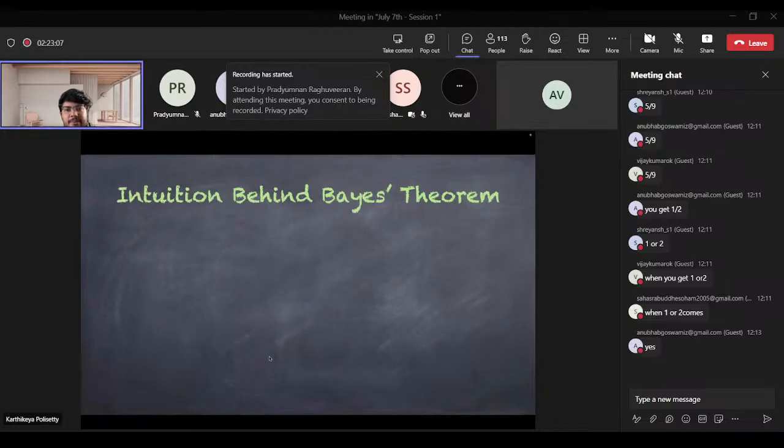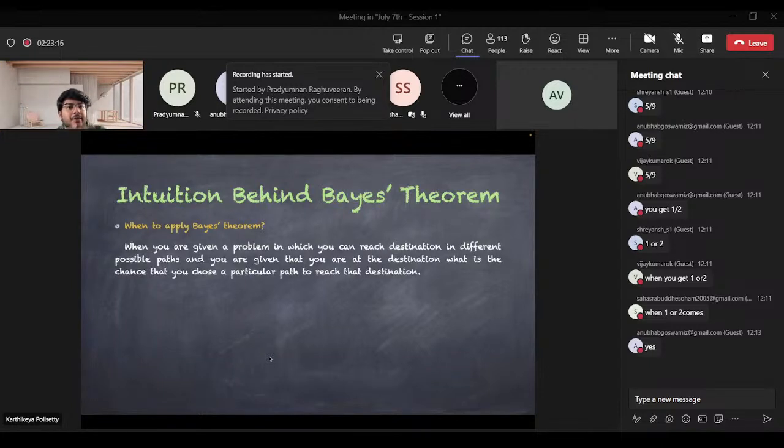What is the intuition behind Bayes theorem? Many would have questions like when to apply Bayes theorem. When you are given a problem in which you can reach a destination through different possible paths, and you are given that you are already at the destination, what is the chance that you chose a particular path to reach the destination? When you see such situations in the question, then you should apply Bayes theorem.